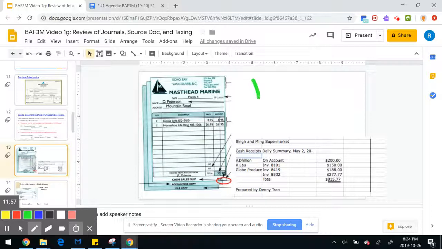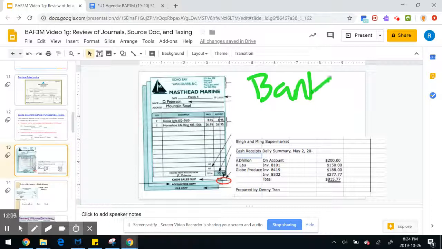So with check copies, you know that bank is going to be either debited if we received a check, or credited if it's a check copy of a check we wrote. Then whatever the other half of the entry is just depends on what the check is for, and that's written on the check. If the check says it's for services performed today, and it was received from a customer, then we would debit bank because we received a check from a customer, and we would credit fees earned.